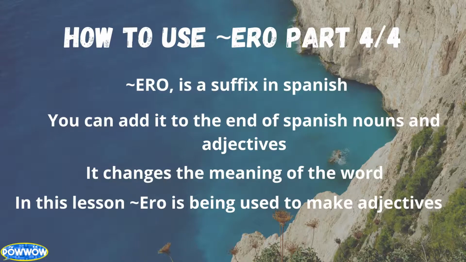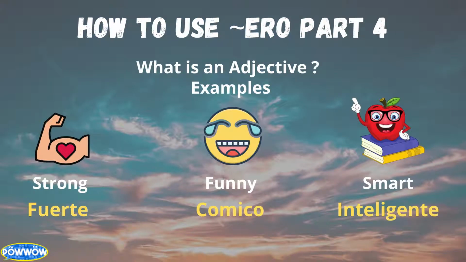Let's get started. On this screen, we're wanting to talk about what is an adjective. So, an adjective is a word that describes something. It could describe a person, it could describe a thing, it could describe a place, it could describe an action that happened. In this particular case, here are some examples of adjectives.